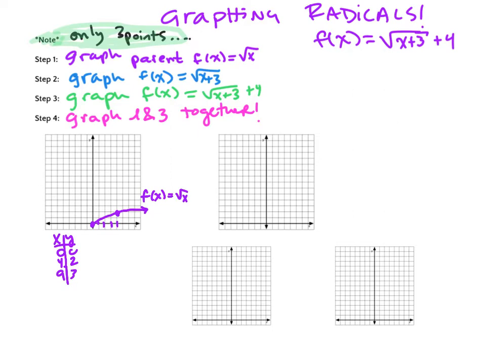And so from there, we're going to shift it over 3. And so what happens here, this is actually h, and this is k. So our vertex for our radical is -3, +4. So I'm going to shift it over though. I'm going to focus on this shift first. So I'm going to move my purple dot to the left 3 units. 1, 2, 3. So then I'm going to graph f of x equals square root of x plus 3.